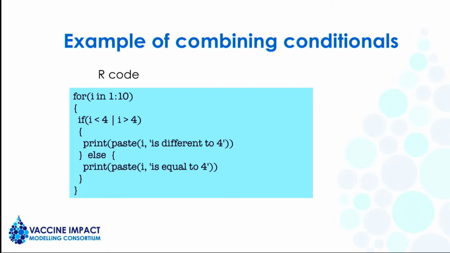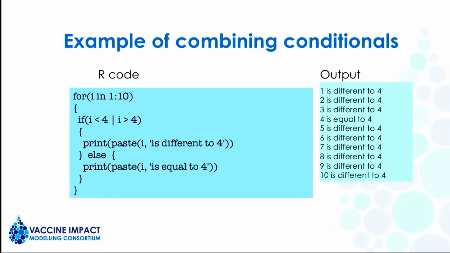This is what syntactically this would look like in R. Okay? So for an if statement, rather than just having one condition, we can combine them together by using these logical operators, and, or, and the other ones, which are a bit less common. Okay? So in this case, if I is less than 4 or I is greater than 4, then we print this statement. Otherwise, we print the other one. So this is only true for the condition that I is equal to 4. Okay? All right.